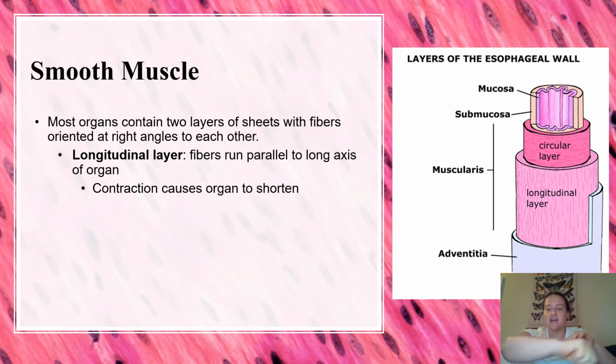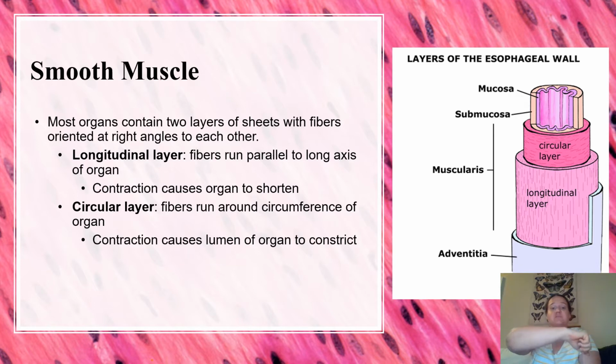And so I want you to think of my arm as being an organ, kind of a tube, and the longitudinal will be the fibers that are going to be going this direction, kind of down, parallel to the long axis of the organ. And so when these contract, they're going to actually shorten the distance of the organ. So I can't do that with my arm because it has bones in it, but you can imagine this would be shortening.